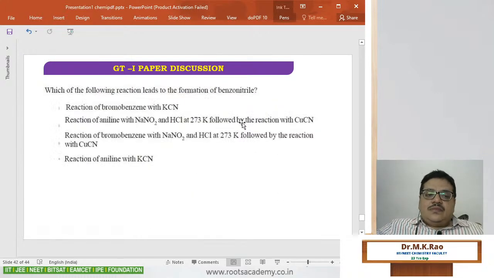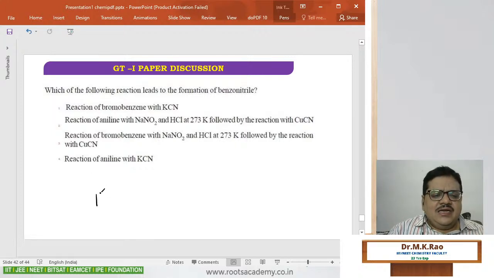Next one. Question number 158. What is your option? Which of the following is the formation of benzonitrile? Reaction of bromobenzene, reaction of sodium nitrite and HCl followed by cuprous cyanide.